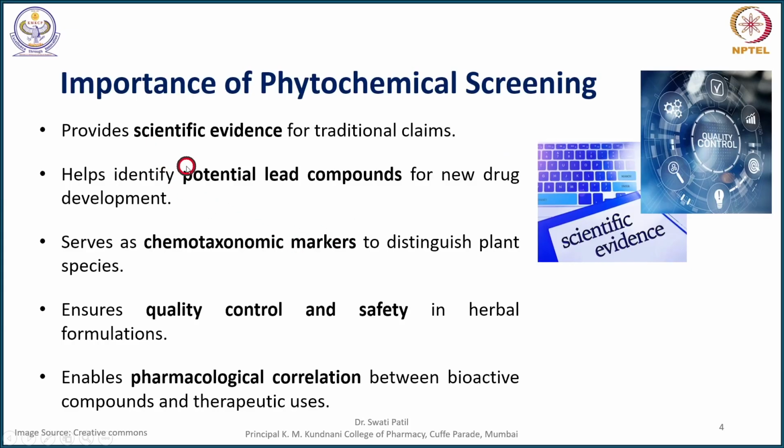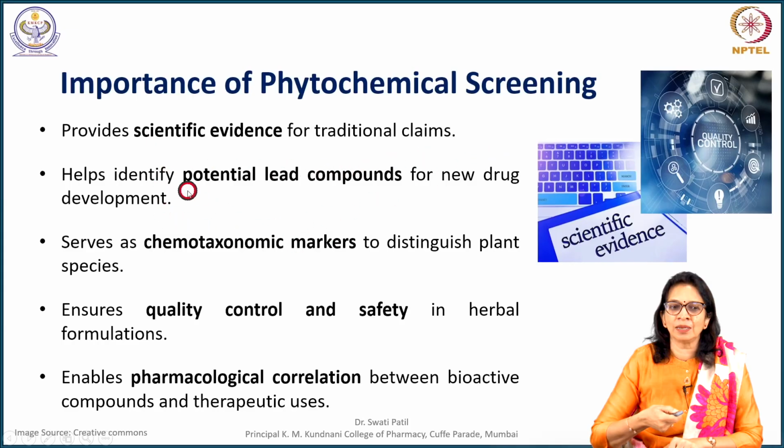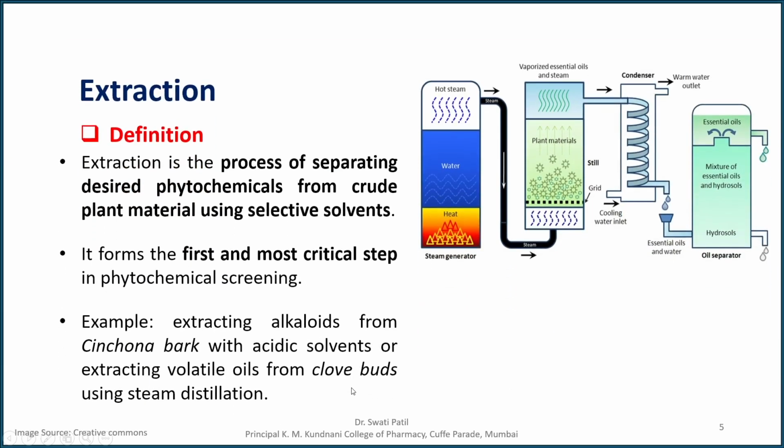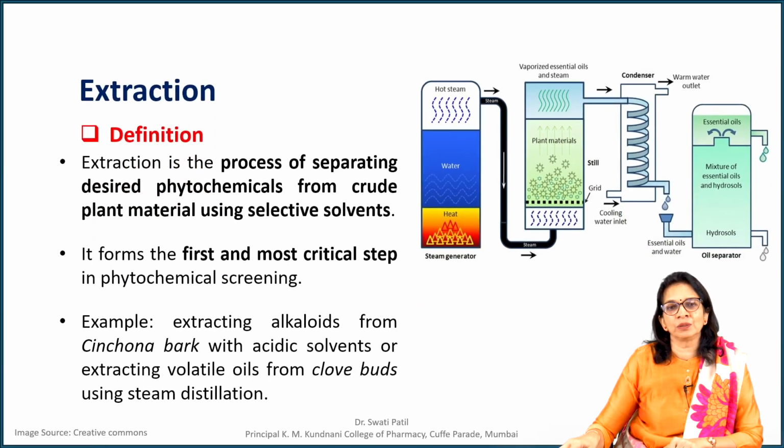It also provides scientific evidence for traditional claims, helps to identify potential lead compounds for new drug discovery and development, and serves as chemotaxonomic markers to distinguish plant species. It ensures quality control and safety in herbal formulation, and enables pharmacological correlation between the bioactive compound and therapeutic uses. Unless we identify whether this constituent is present in a herb, how do we ensure the therapeutic activity?